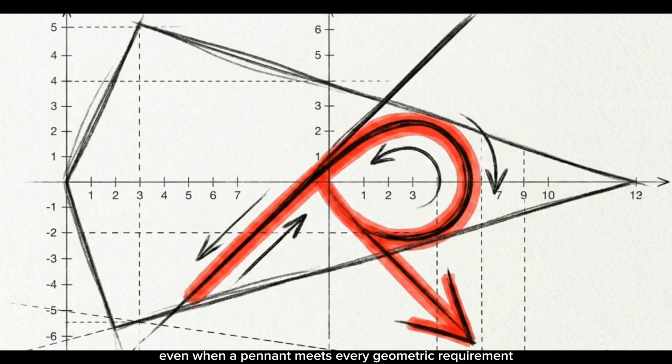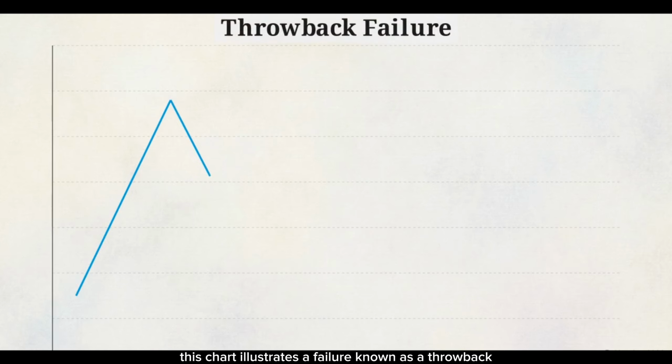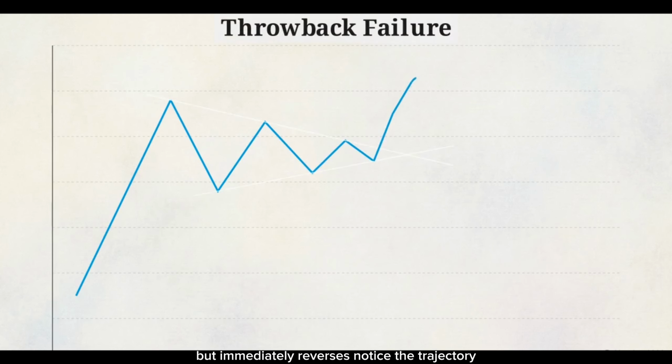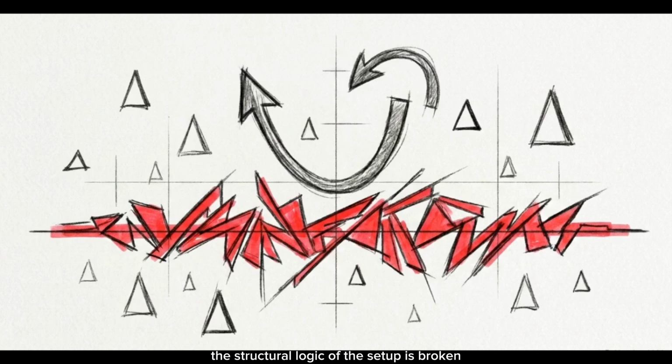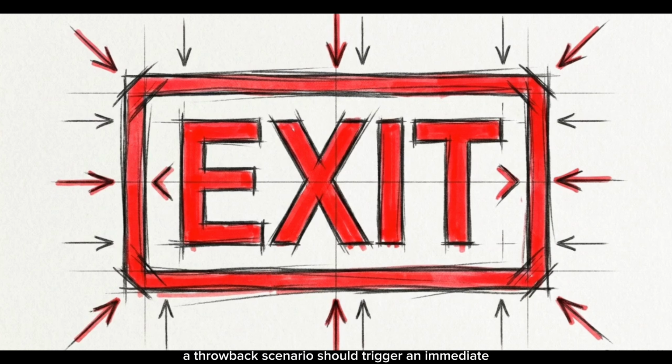Even when a pennant meets every geometric requirement, the breakout itself can generate a false signal. This chart illustrates a failure known as a throwback. Price breaks out, appearing to confirm the pattern, but immediately reverses. Notice the trajectory: an upward pierce of the trend line, an immediate looping reversal back into the formation, followed by a steep downward collapse. When price ascends immediately after piercing that boundary, the structural logic of the setup is broken. A throwback scenario should trigger an immediate invalidation and a defensive exit.